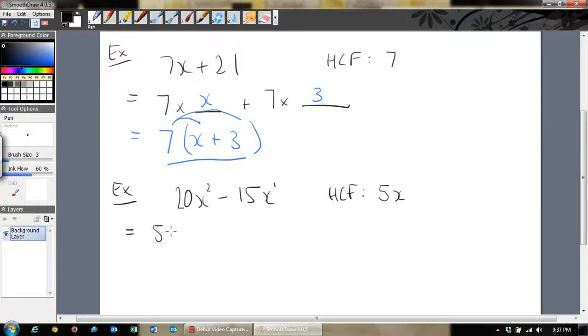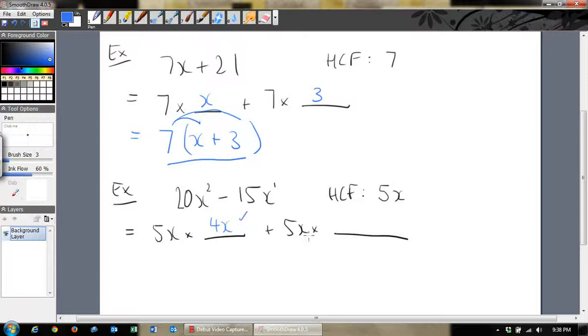So now we write down our highest common factor times something plus our highest common factor times something else. And let's figure out what those somethings are. Okay, 5x times something is equal to 20x squared. So 5 times something to be equal to 20 must be 4. We need to multiply it by 4 to get to 20. And also we need x times something to be x squared, which means x times x. So we need to times 5x by 4x. Let's just check this. 5x times 4x is 5 times 4, which is 20. x times x is x squared.